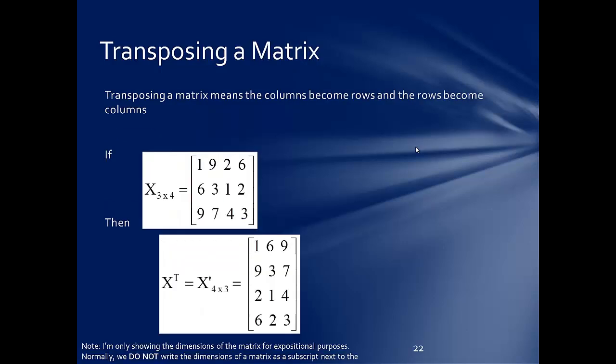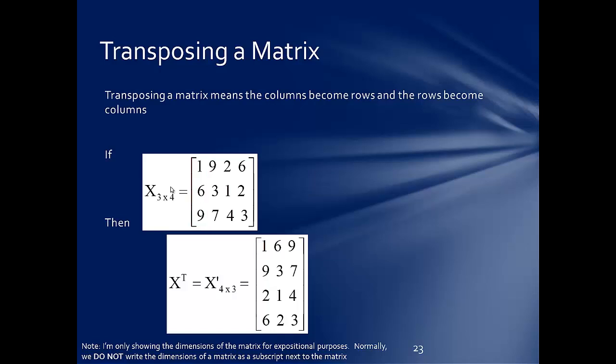Transposing a matrix means that the columns become the rows and the rows become the columns. So if we have a 3 by 4 matrix, transposing it means that this first row would turn into our first column. This second row would turn into our second column, and this third row would turn into our third column. Therefore, the dimensions of our original matrix, which is 3 by 4, would flip, and X transpose would be a 4 by 3 matrix.